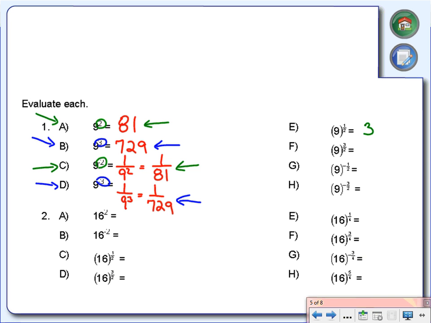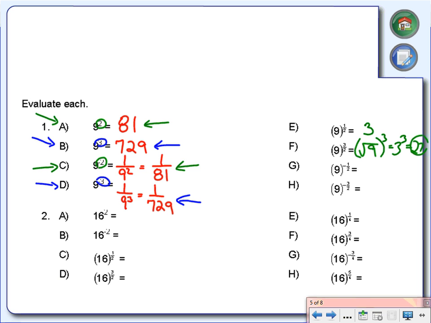Now, F is a little trickier here. We got 9 to the 3/2 power. So there's two things I'm going to have to do. The bottom number, this 2 right here, is telling me to take the square root of 9. The 3, your numerator, is the power, raising it to the 3rd power. So let's see if we can do this. What is the square root of 9? 3. What if we take that 3 to the 3rd power? What's 3 times 3 times 3? 27. So the answer we end up with is 27.